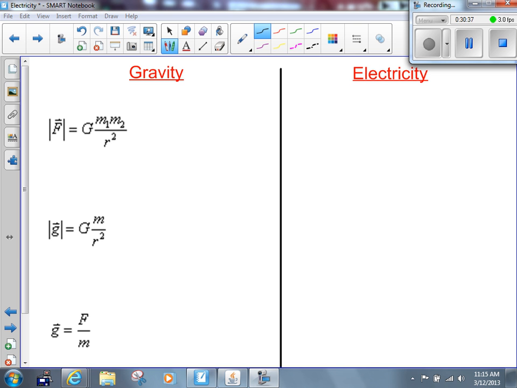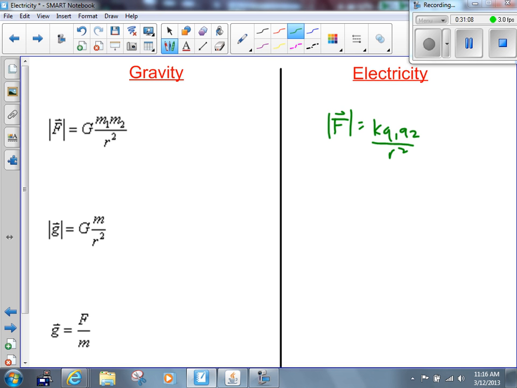There is an analogous electricity equation, the electric force between 2 charges. And we've talked about that quite a bit this unit so far. It's kq1q2 over r squared. You can see the structure of these 2 equations is exactly the same. They're both inverse square relationships. The only difference really here, besides the constant, is that we're swapping the charges in where the masses were.